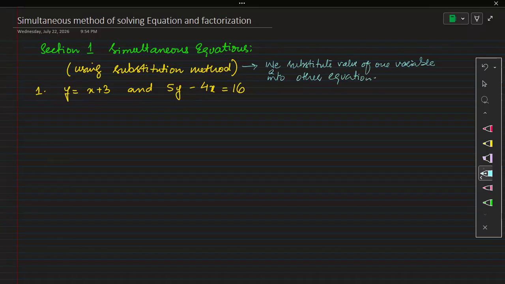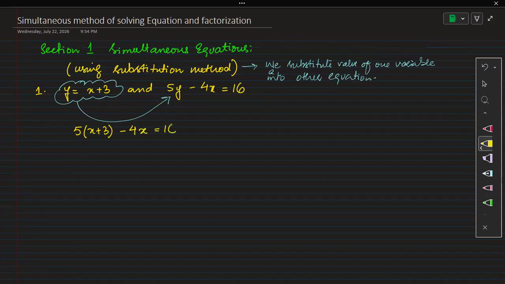So in this question, we have already been given y equals x plus 3, which is the value of y in terms of x. We can substitute this value of y in this equation. So what we will get: 5 times x plus 3 minus 4 times x equals 16.